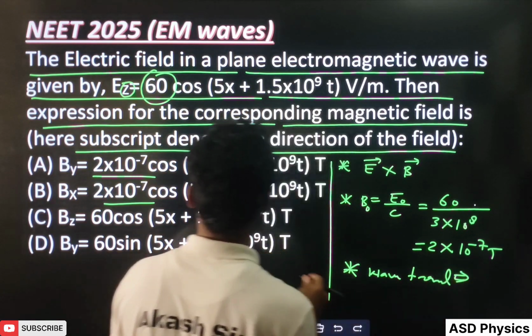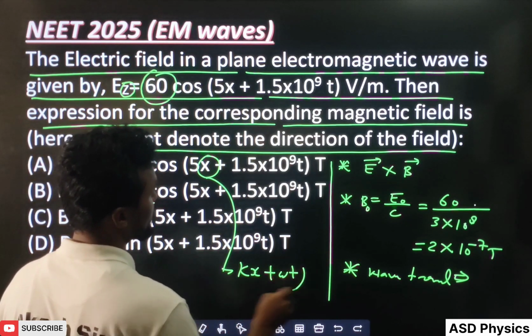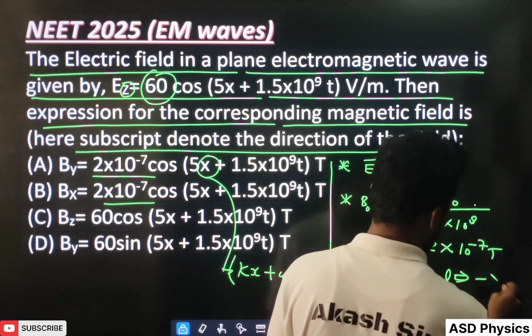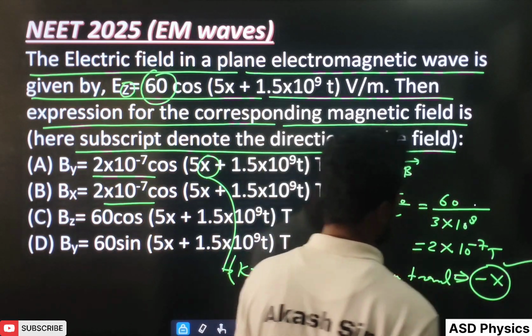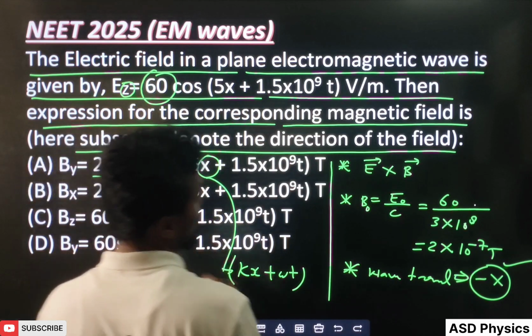The wave travel you can see very well. Actually, this one we have to compare with Kx plus omega t. This tells that the wave is traveling along Kx plus omega t, meaning along the negative X direction. So see here, the wave is traveling along the negative X direction. And what is this? The electric field is along the Z direction.